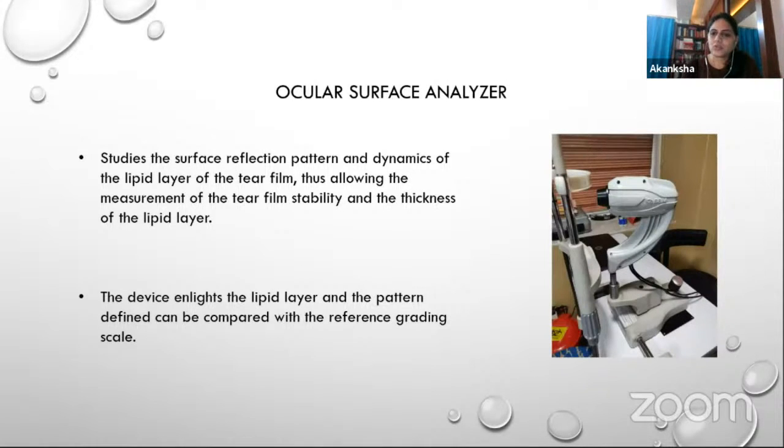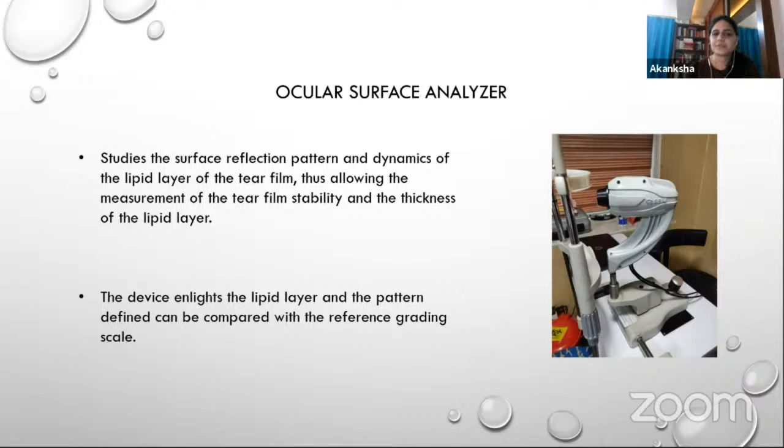Now, there are also advanced techniques like ocular surface analyzers, which study the surface reflection pattern. They use interferometry and they give you the dynamics of the lipid layer as well. So you can visualize the Meibomian glands, but along with that, you will also have a dynamic idea about the lipid layer that is present in the tear film.